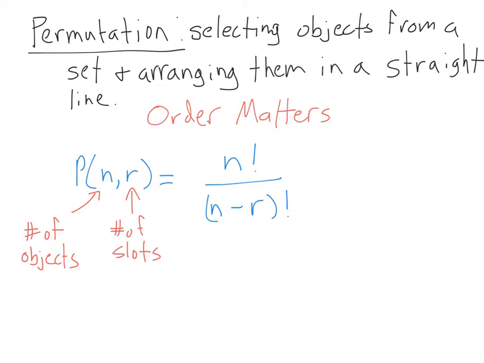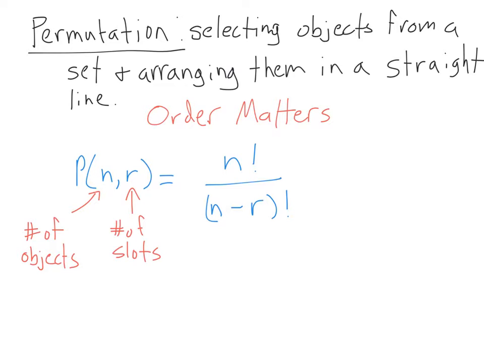This is the formula for permutation, by the way. It starts with a P for permutation, and you have an N and an R. N is the number of objects to choose from. So again, in our last example, that would be 8, because we had 8 students that we're trying to arrange. And R is the number of slots that you're trying to put them in. R would be 4 in that last example, because you had 4 seats.